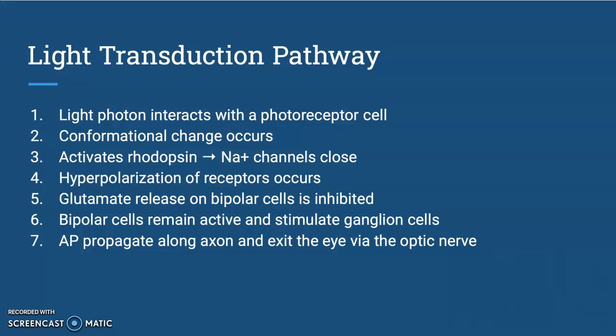So to go over that again in more simple terms, the light photon first interacts with the photoreceptor cell layer. A conformational change occurs in this layer, which activates the rhodopsin, the sodium channels close, and the cell is hyperpolarized. Glutamate is released on the bipolar cells, and they're inhibited, which means that they remain active, and they stimulate the ganglion cell layer. The action potential propagates along the axon and exits the eye via the optic nerve.